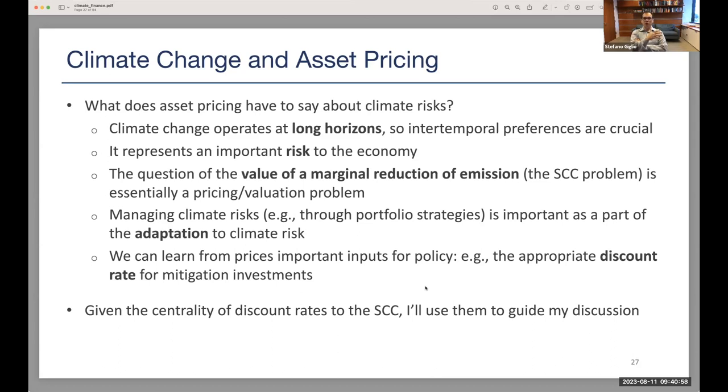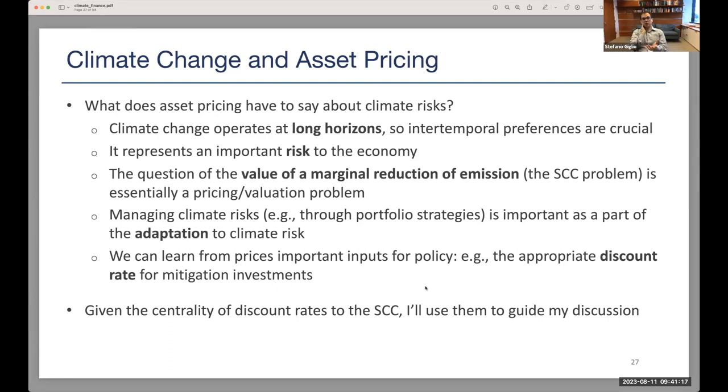The value of the social cost of carbon is essentially an evaluation problem. It asks us what's the present value of removing a unit of emissions today. Of course, that's an evaluation problem. We're discounting future benefits. We need to think about the discount factor.